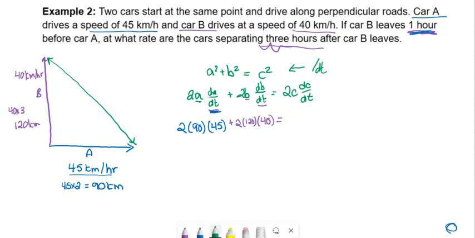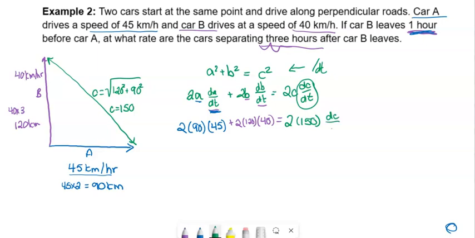And what I don't know yet is this rate. This is what I'm looking for, the rate that they are changing. I can, though, figure out this distance. And I can figure out this distance by using the Pythagorean theorem before I take the derivative, to see that the square root of 120 squared plus 90 squared is 150. So the distance, the actual distance, not the rate that they're separating, is 150 kilometers.